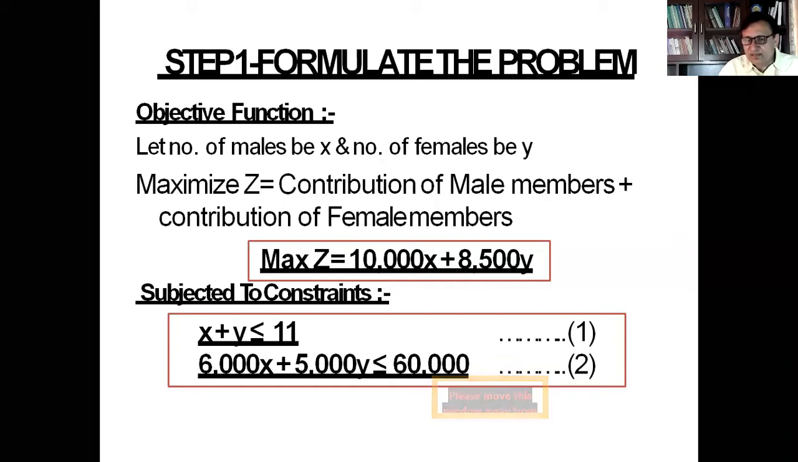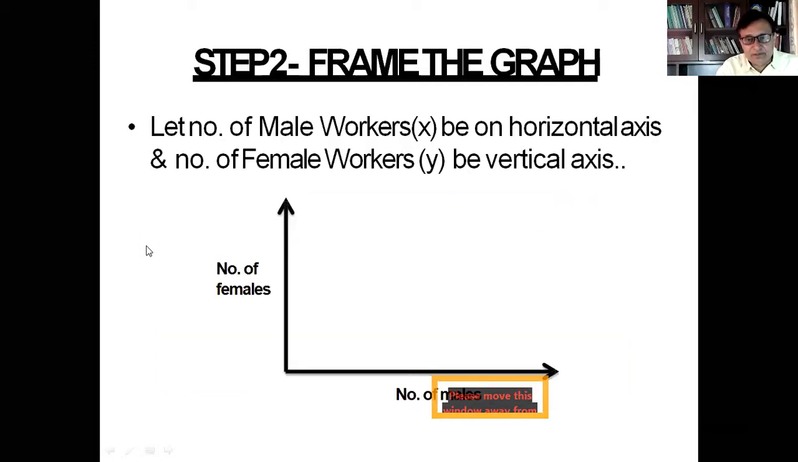One resource may be used by x and y. Maximum value of 11 only is available, and another is 60,000. Maximum value of that resource is 60,000 only. So 6,000 quantity is used in x, 5,000 used in y, but it should not exceed 60,000. So these are the two constraints which are given to you. So the objective function is defined in linear equation, and then you have constraints defined in linear equations.